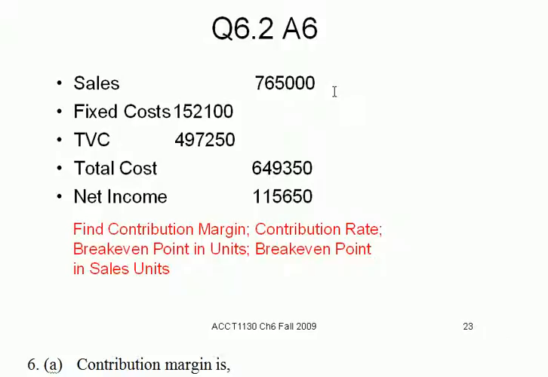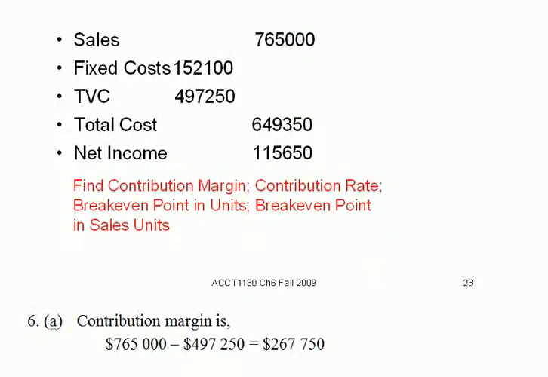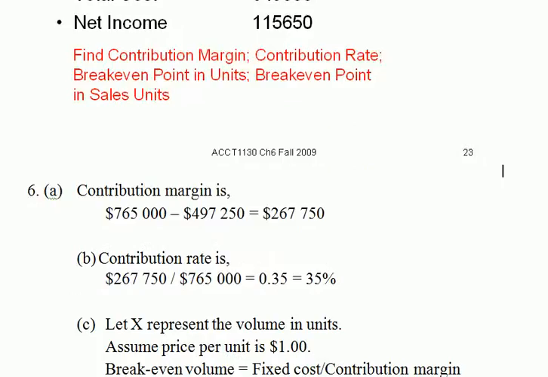We can subtract total cost from sales to find their net income. So this is how much money they get to take away after they have paid off their costs. Perhaps it's their profit. And we're asked a number of questions. First of all, find the contribution margin. It's probably best if you have this question from the book in front of you, because I don't have enough space on the page really.